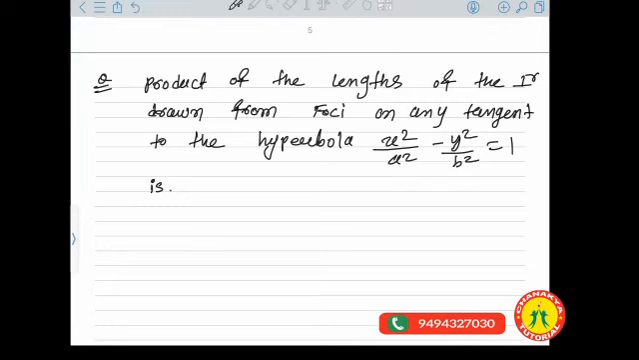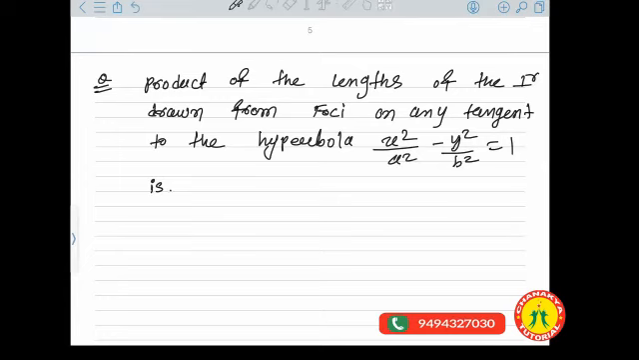Did you understand the question? Product of the length of perpendicular drawn from focus on any tangent to the hyperbola is what you have to find. Basically we need to write the equation of tangent to the hyperbola y equal to mx plus minus root under a square m square minus b square, right? And find out the length of perpendicular from foci a comma 0 and minus a comma 0, and find out the product of perpendicular distance. If you simplify, get the answer.